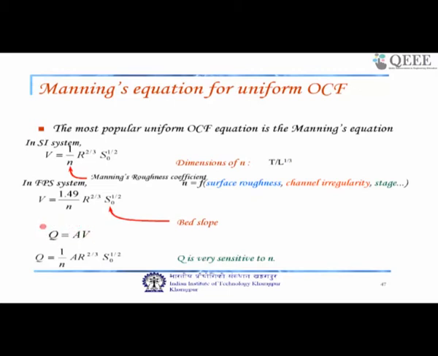In case of steady state incompressible flow condition we can write Q equal to A V. So, discharge can be written as 1 by N A R to the power 2/3 S to the power half, and in this case Q is very sensitive to N. N is related to physical quantities like surface roughness and channel irregularity, but the problem is that the quantification of N is important in this case.